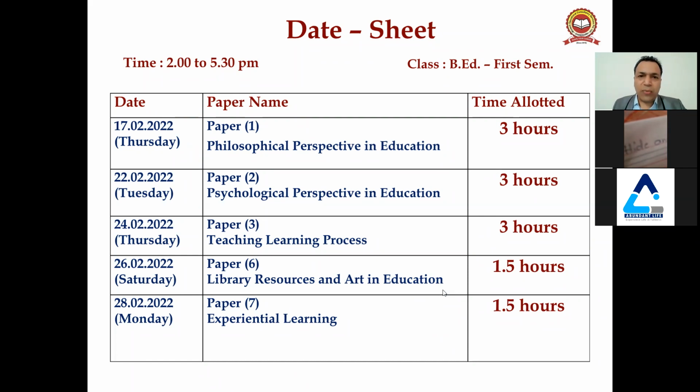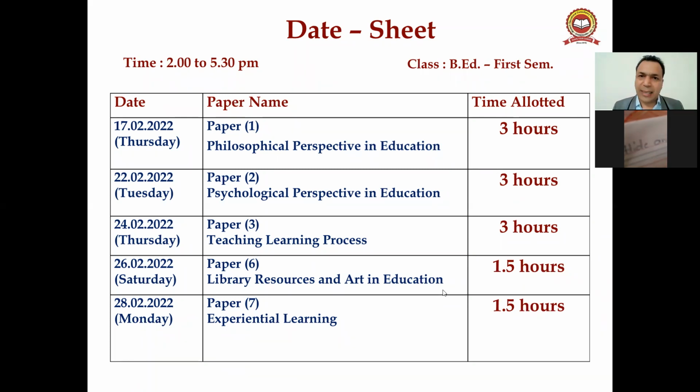You know that your first paper, second paper, and third paper are of 100 marks. The 100 marks are divided into two parts: 30 for internal assessment and 70 for theory. Your paper would come for 70 marks, and for 70 marks, the time allotted to you is 3 hours. So paper 1, paper 2, and paper 3 are for 3 hours. For the rest of the 4 papers, paper 4, paper 5, paper 6, and paper 7, the time allotted is 1.5 hours.